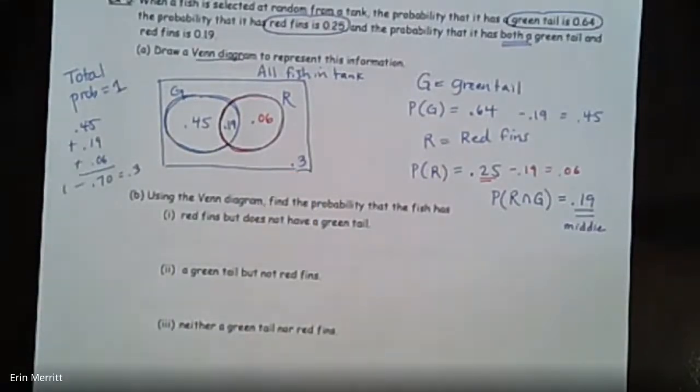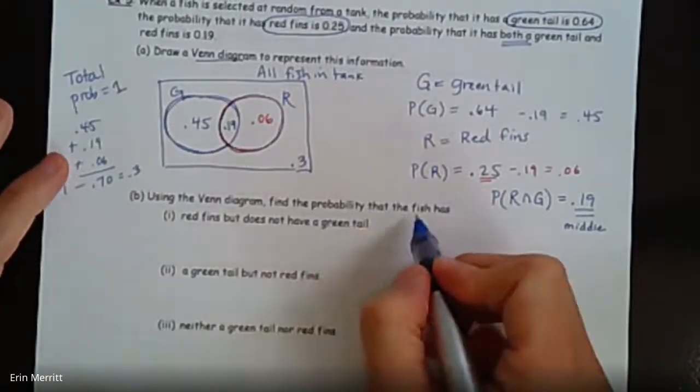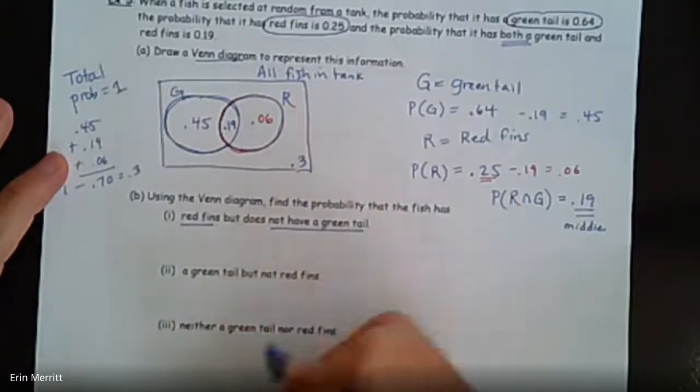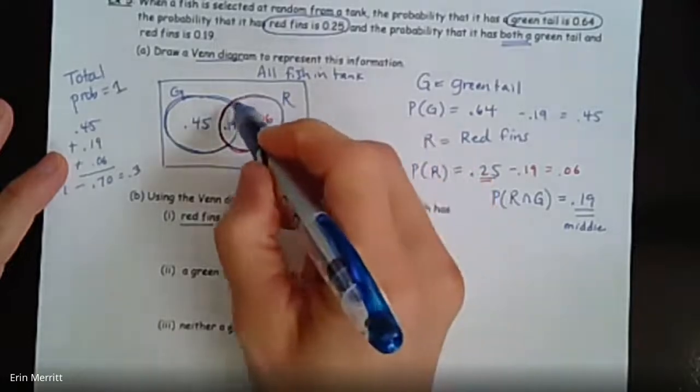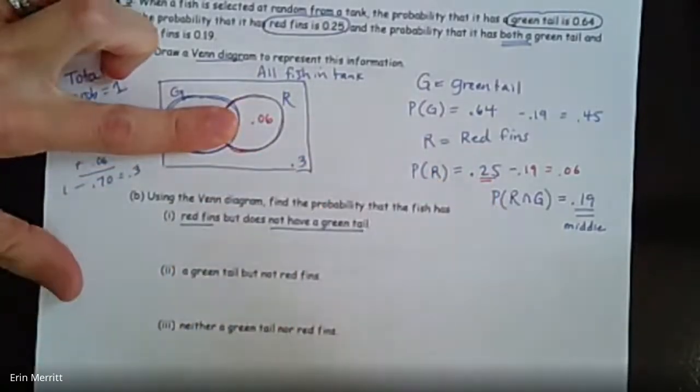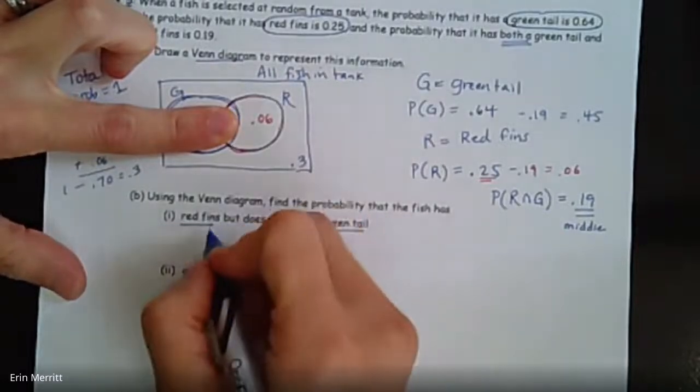Now that you have everything, now you can answer the questions. So when it says use the Venn diagram, find the probability that the fish has red fins but does not have a green tail. So think about the practice you just did on the last page. Has red fins means it's in this circle, but not a green tail means it can't be in that overlapping part. So that is the red only.